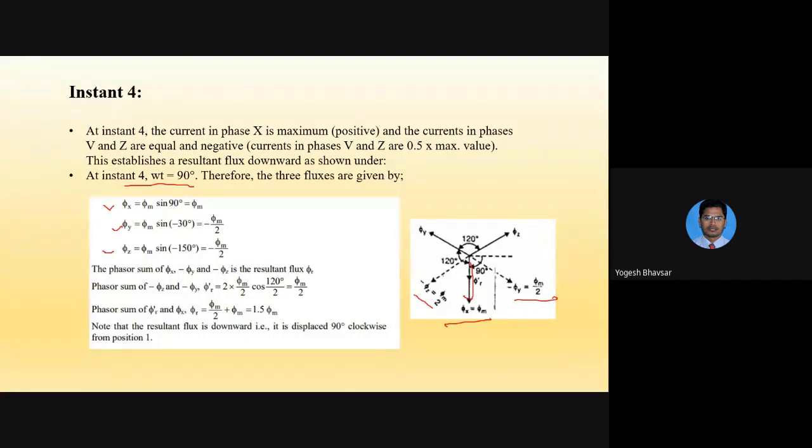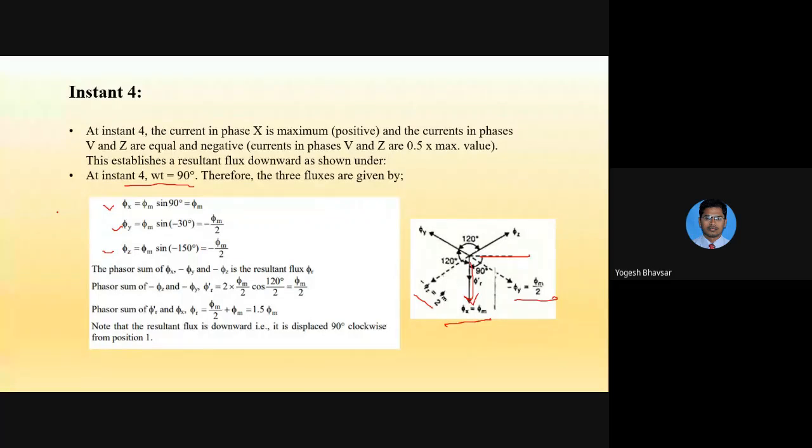म्हणजेच resultant flux is displaced by 90 degree clockwise from the position 1. So look at, जे आपण 4 instant बघितले तर त्याच्यात काय, पहिल्या instantला horizontal axis ला होता आणि fourth instantला exactly 90 degree shift झाला. आता ही जी प्रोसेस आहे, आपण एक instant कन्सिडर केलेले वेगवेगळे instant, पण this is the smooth process.